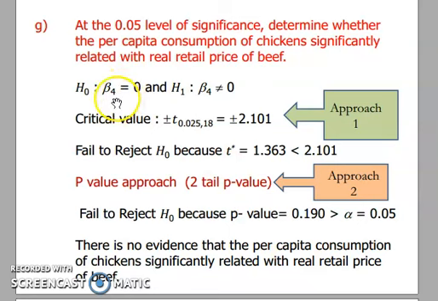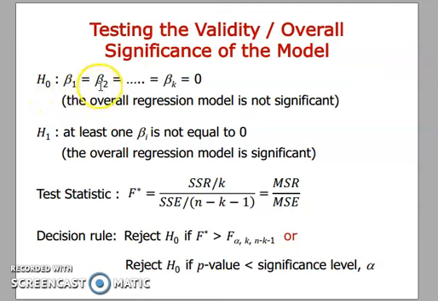Testing the validity or overall significance of the model. So here the null hypothesis would be beta 1 equals beta 2 equals until beta k equals 0. So you are writing all the population parameters except the intercept. We are just picking up the partial slope coefficients, so we have beta 1, not beta naught, starting from beta 1 until beta k equals 0. So it means that under H null, the overall regression model is not significant, and H1, at least one of the betas is not equal to 0.